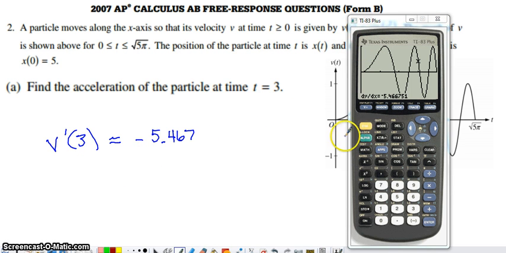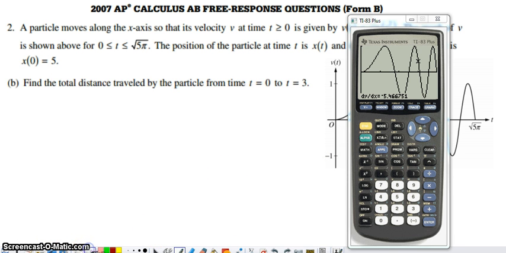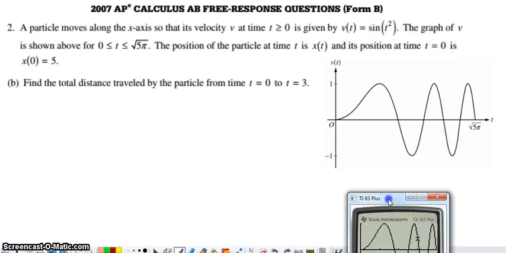Easy to do this with the calculator. If all you need is a single value of the derivative of something, you can find the derivative just like we just did. Now in part B, it wants us to find the total distance traveled on the interval from 0 to 3.